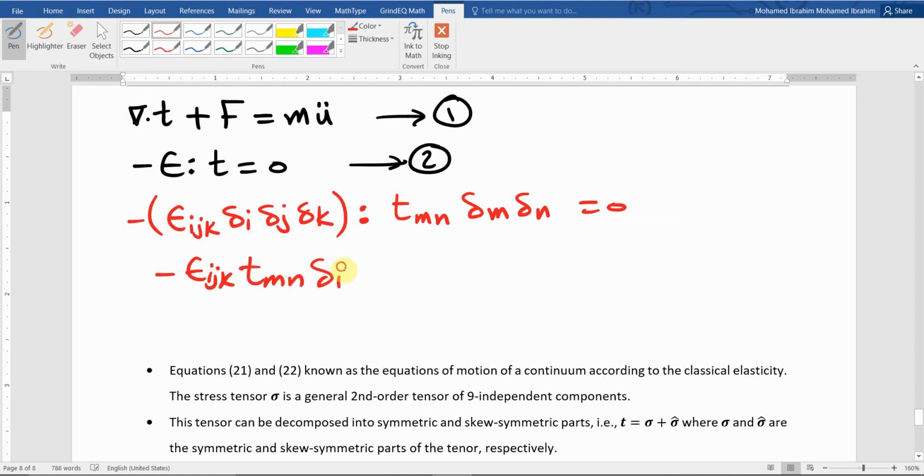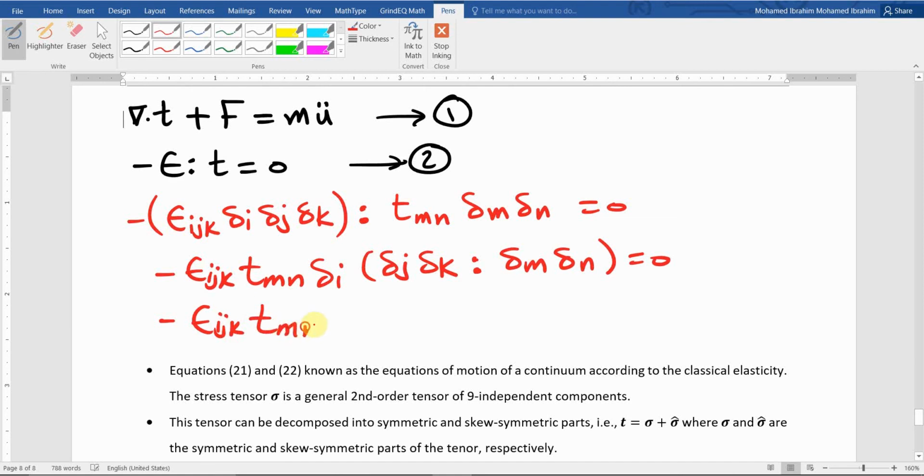So we're gonna end up with negative epsilon_ijk T_mn, right? And this is gonna give us delta_i. Then we're gonna have the dot product, which will be distributed between delta_j, delta_k, and delta_m delta_n. I'm gonna write one step here: double dot of delta_m delta_n equals 0. Then this is gonna give us negative epsilon_ijk T_mn delta_i, and you're gonna do the dot product of these two times these two. So this is gonna give us at the end delta_km delta_jn, and it should be 0. Make sense?